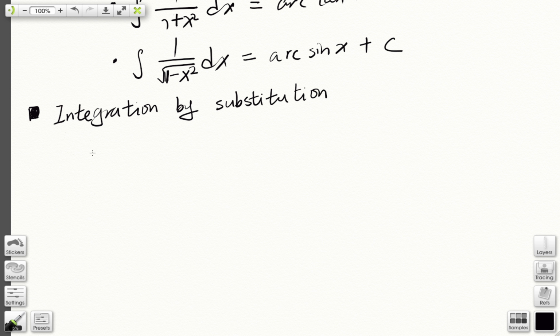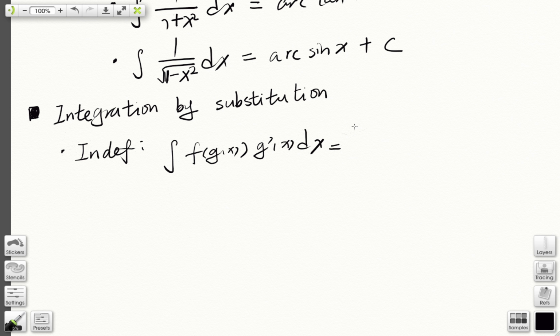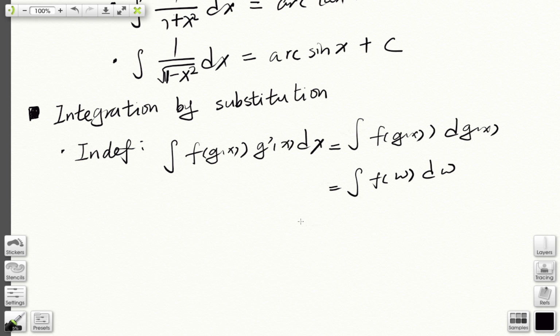Okay, it has two versions. As for the indefinite integral version, we have the integral of f of g of x, g prime of x dx equals the integral of f of g of x d g of x, which equals the integral of f of omega d omega if we set omega equals g of x.